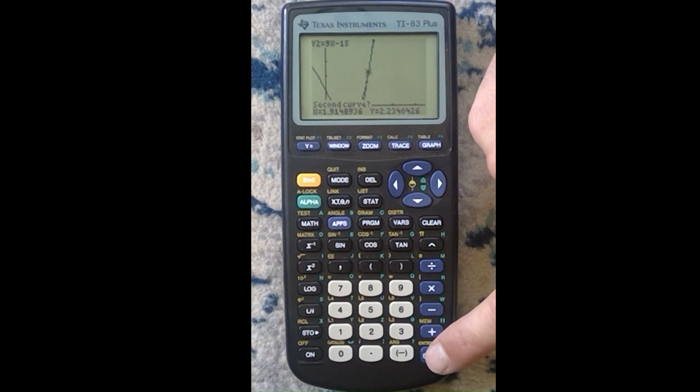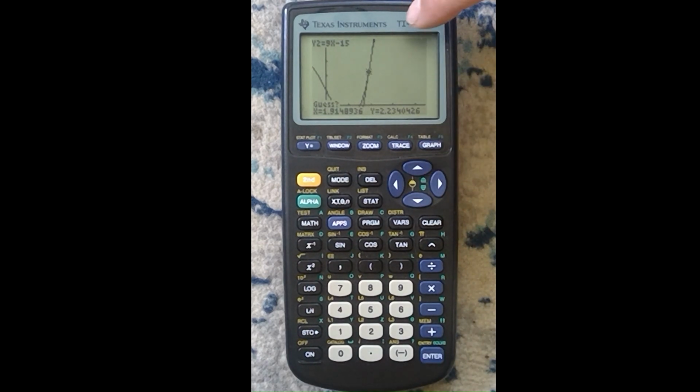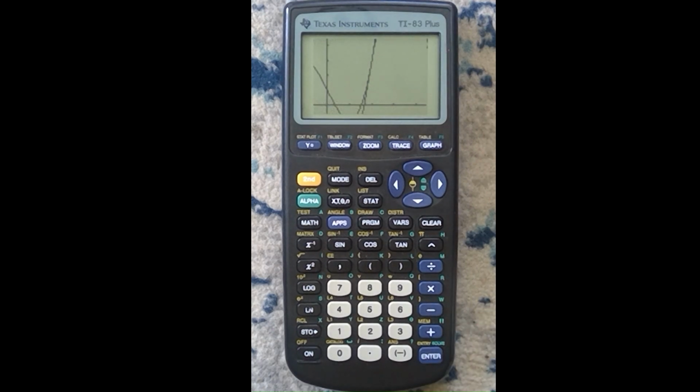That's just specifying those are the two functions that we want to be observing and trying to find the intersection point. Guess just means put the cursor close to the intersection point that you want to identify. So that looks good to me. I'll hit enter and see what it says. It's thinking.